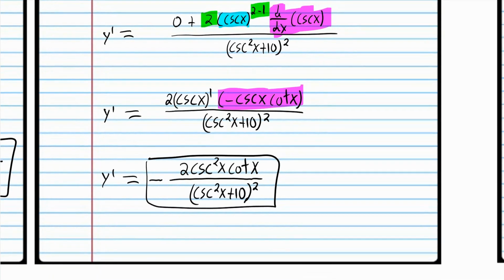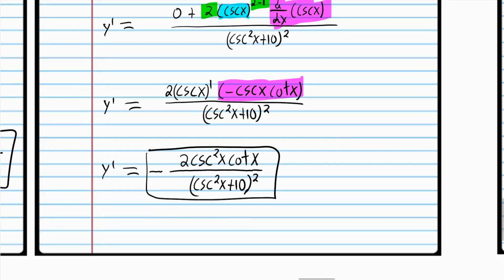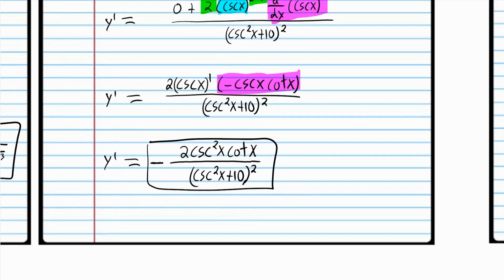A lot of students would say, well, I can just cancel these out. You can't, because we have a sum squared in the denominator. If this 10 were not here, that would be a different story. You could cancel some cosecants out, but the 10 is added, so it's not the same situation.